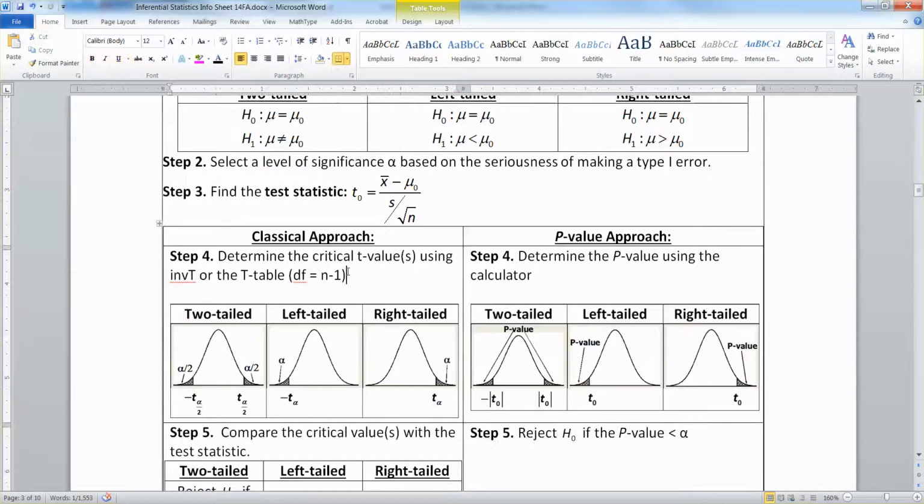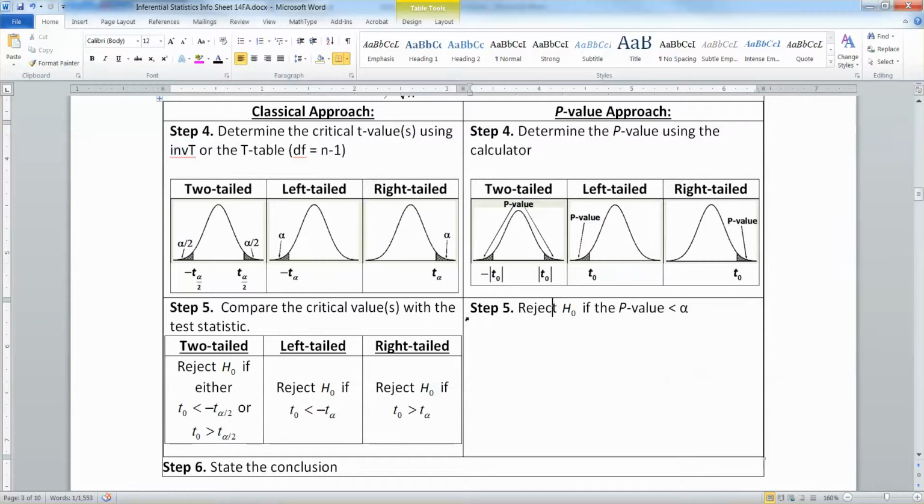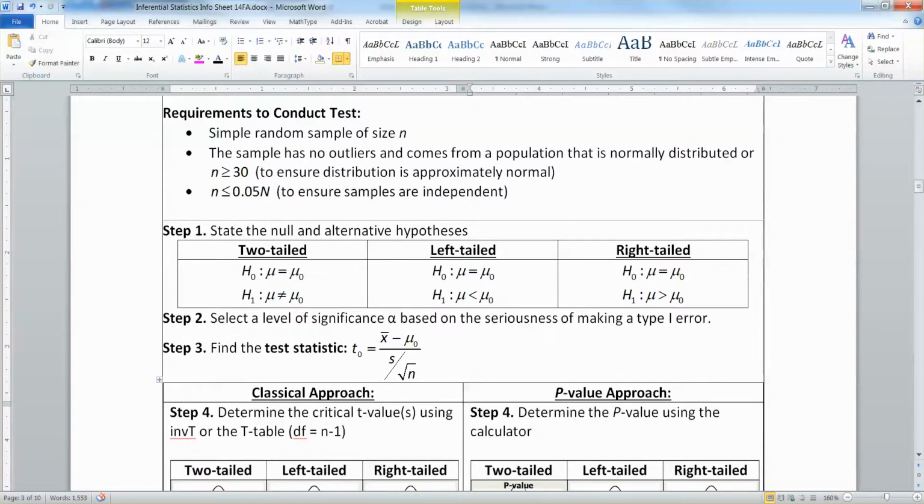For the classical approach, you're going to have to use either inverse t or the t-table. And again, inverse t always uses the left tail area, just like inverse norm does, whereas the t-table is always talking about the right tail area. Then you'll have to make your decisions based off of those numbers and reject or not reject, and then state your conclusion. And remember, we learned a very specific way to state our conclusions. Now let me just show you real quick the stats.